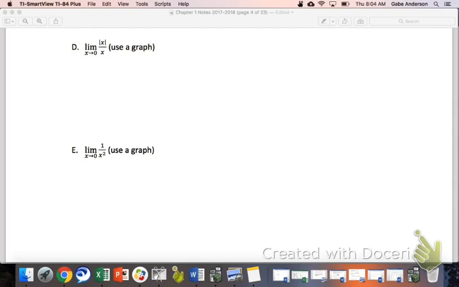Does anybody know what this looks like? I think there was some element of this on the summer assignment. Isn't it like one step? Yeah. Like this kind of? And so if you do plot some points, you should be able to come up with this. But we'll do it fairly quick here.